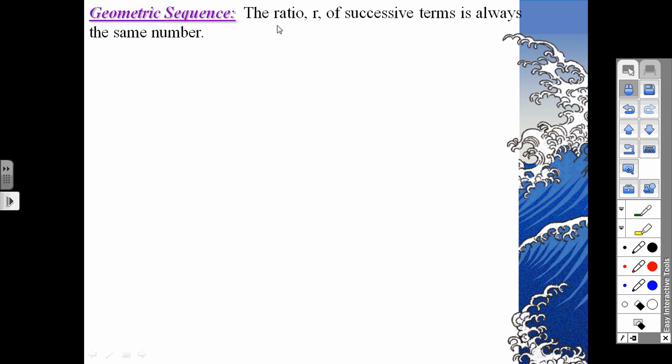So the official definition says the ratio r of successive terms is always a constant, or the same number. So we take a common ratio r instead of a common difference d when we're looking at these things. And to figure out what your common ratio is, just take one term and divide it by the term directly before it.